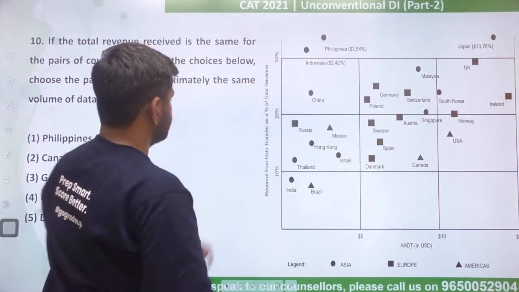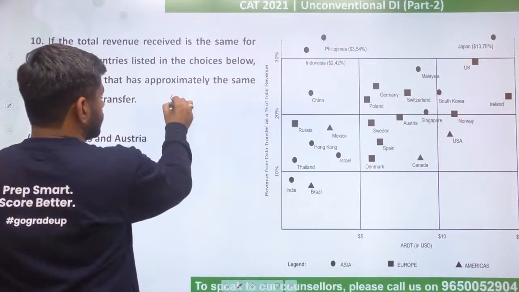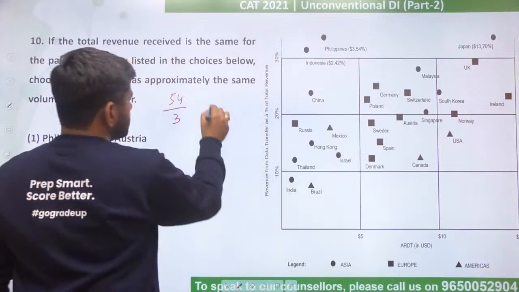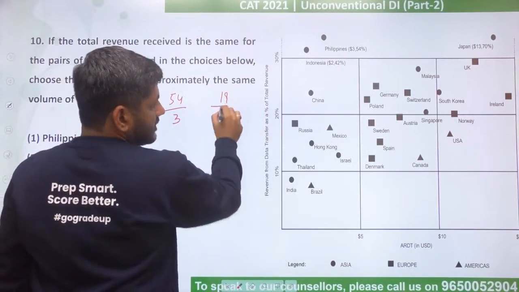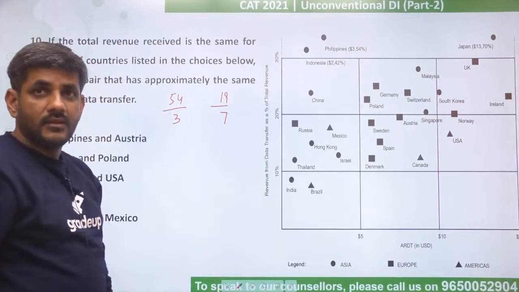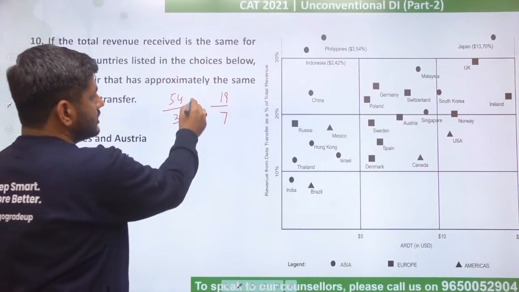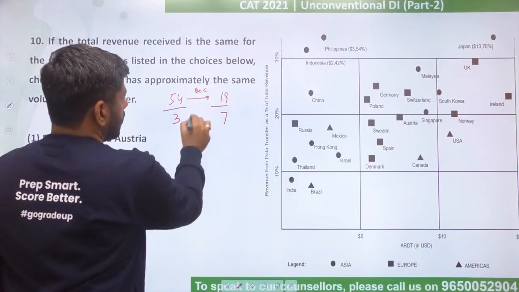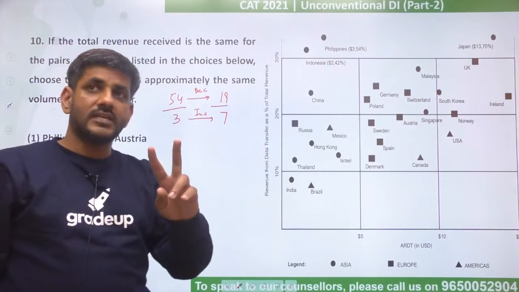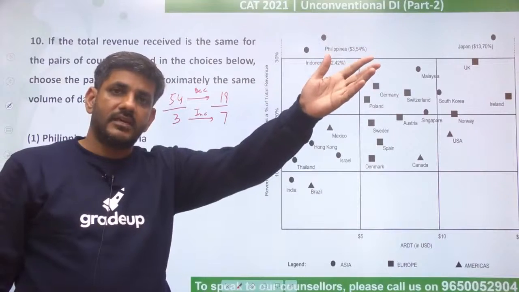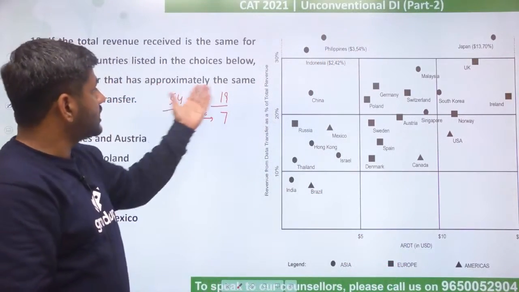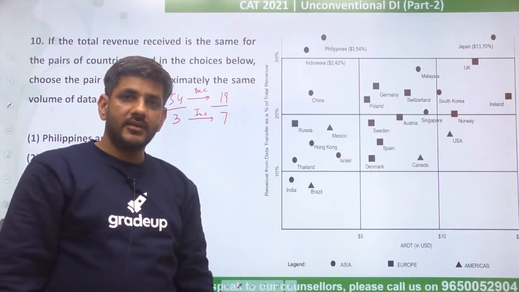Let us talk about Philippines. Philippines के लिए it would be 54% divided by $3. And when I talk about Austria, the percentage is somewhere around 19%. Divided by ARDT is approximately 7, right? Just think of this. Can they be equal? इसमें तो decrease आ गया और इसमें increase आ गया. How can the fractions be equal? Two fractions can be equal if both of them have their numerators increased and denominators increased, or both of them decreased. ऊपर decrease कर रहे हो, नीचे increase कर रहे हो. How can they be equal?